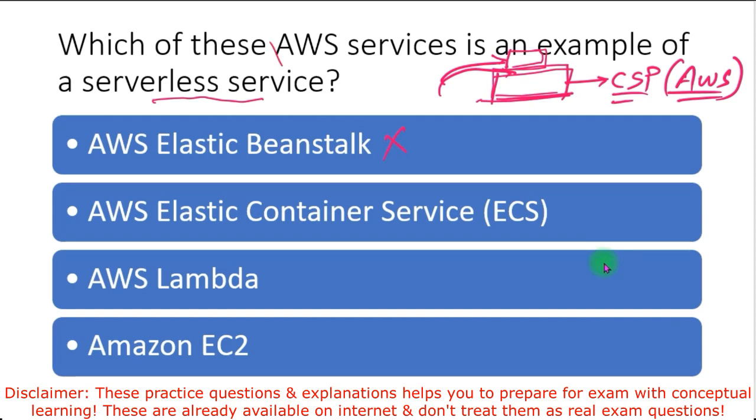Let's talk about the next service, that is Elastic Container Service. Amazon Elastic Container Service is similar to Kubernetes. Amazon ECS is a fully managed container orchestration service that makes it easy for us to deploy, manage, and scale containerized applications. So it's another form of Kubernetes in AWS.